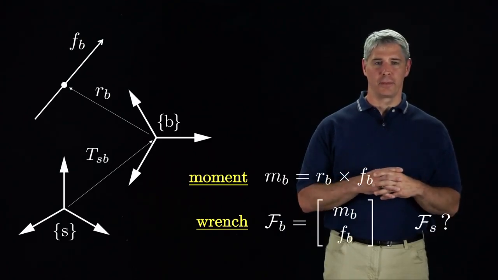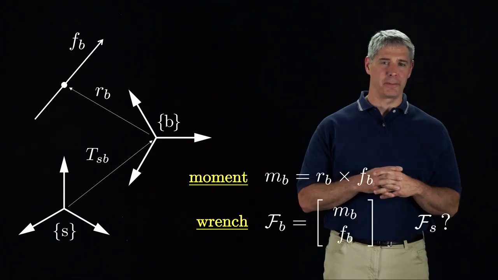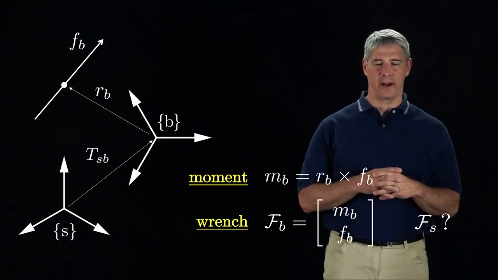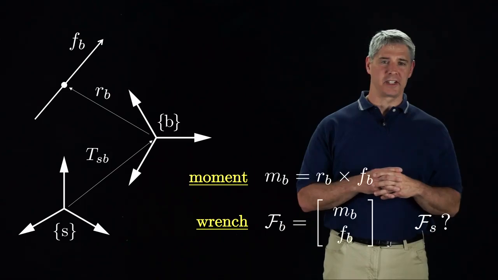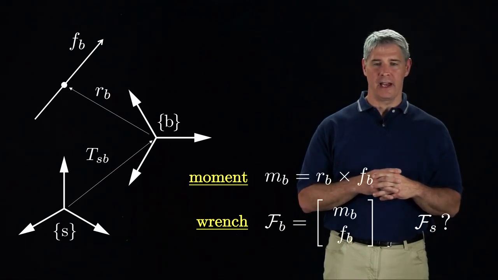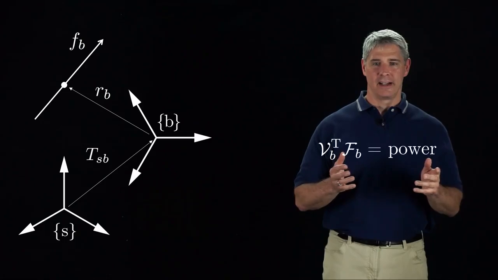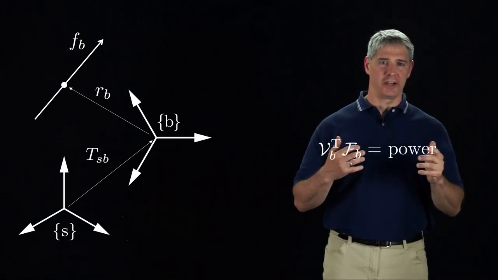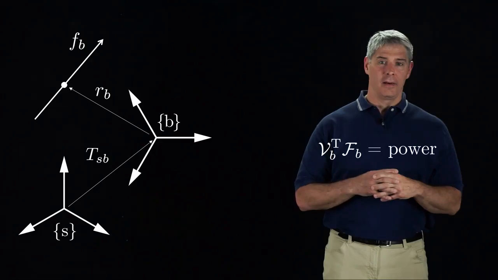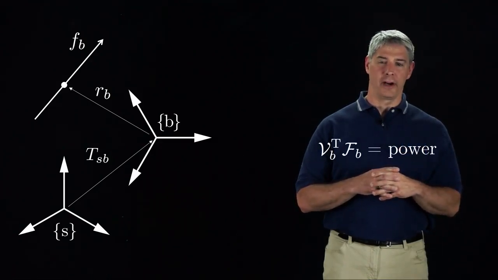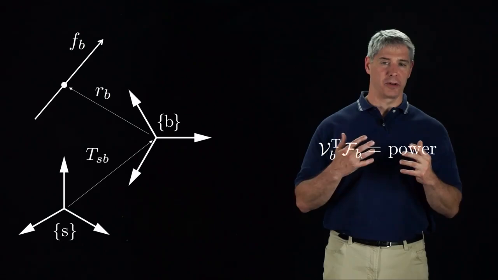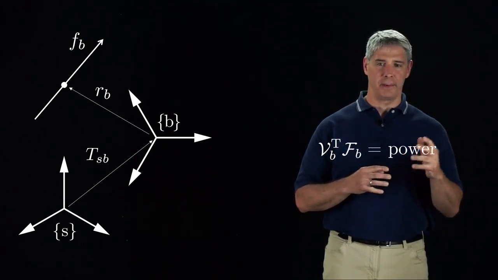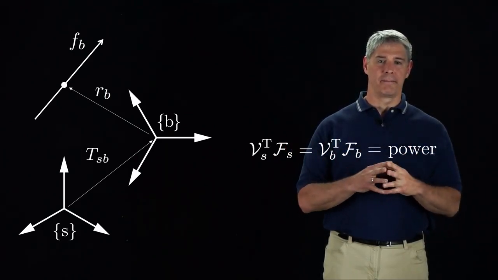Since we know the transform TSB, we should be able to represent this same wrench in the S frame. To derive the relationship between the wrenches FB and FS, keep in mind this fact: the dot product of a twist and a wrench is power. Power does not depend on a coordinate frame, and therefore the power must be the same whether the wrench and twist are represented in the B frame or in the S frame.